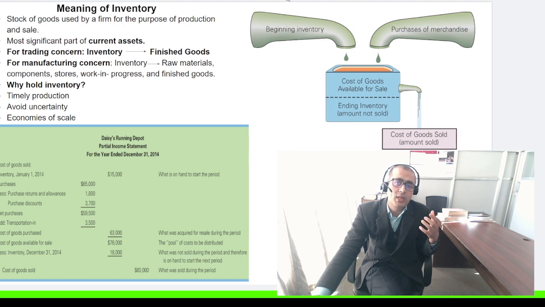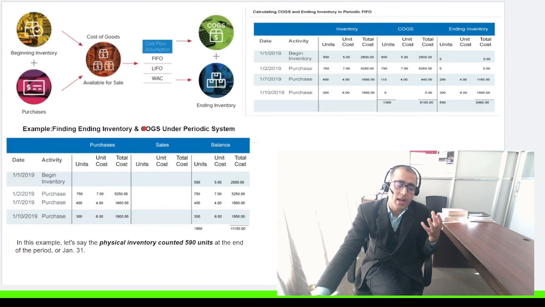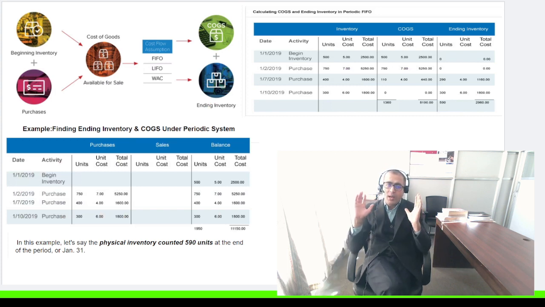Now let's move to the next part. As I explained earlier, beginning inventory plus purchases is called your cost of goods available for sale. Once we exclude the ending inventory, then that is called cost of goods sold. The important point is that we basically have two inventory control systems. One is the periodic system and the other is the perpetual.